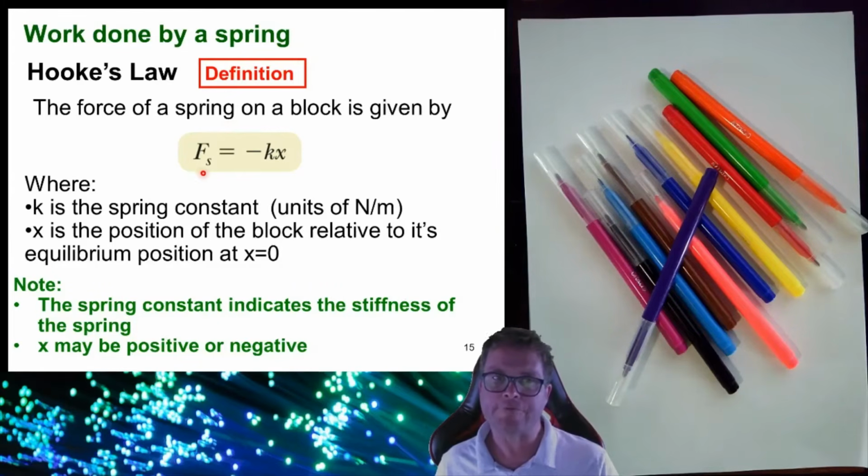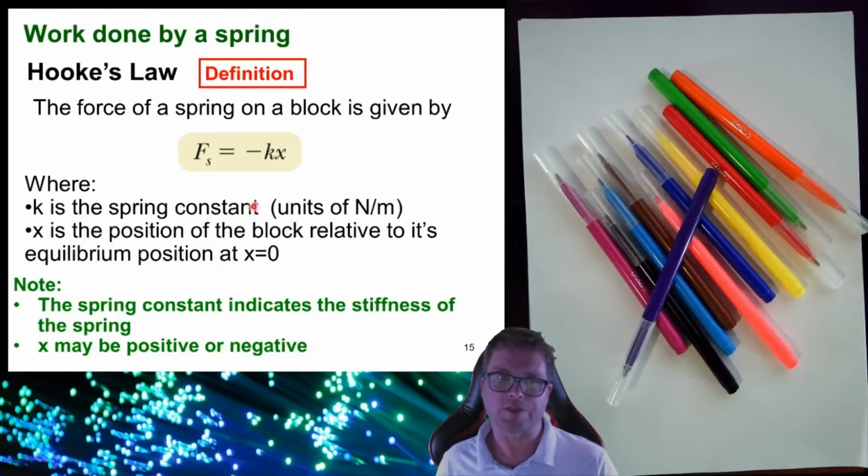So taking a look again then at Hooke's law, the force of the spring on the block is given by F subscript s is equal to minus kx. This s is used to denote that it's the force of the spring, and k is the spring constant. It has units of Newton per meter. x is the position of the block relative to its equilibrium position of x equals 0.